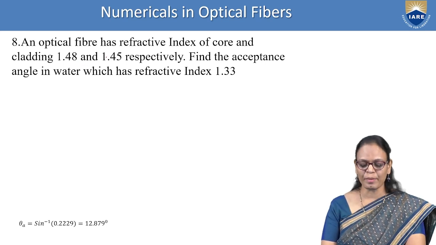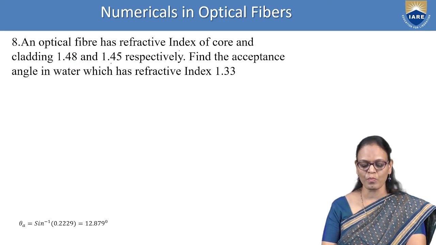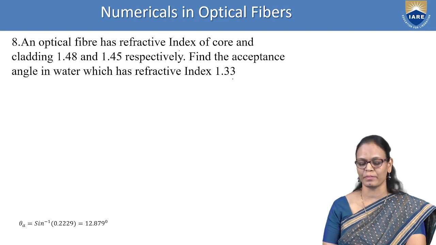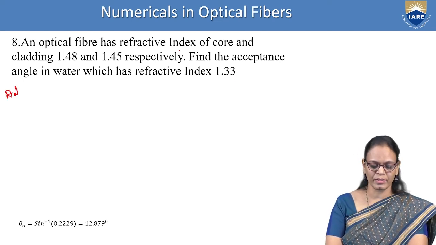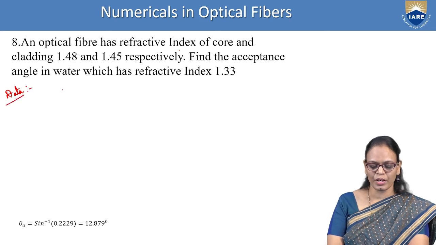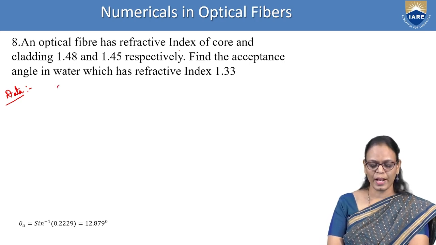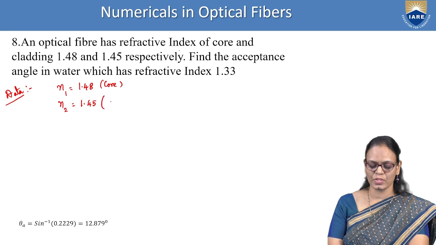Next, an optical fiber has refractive indices of core and cladding 1.48 and 1.45. Find the acceptance angle in water, which has refractive index 1.33. So let us write the data. Refractive index of the core, N1, is equal to 1.48. This is for the core. N2 is equal to 1.45. This is for the cladding.